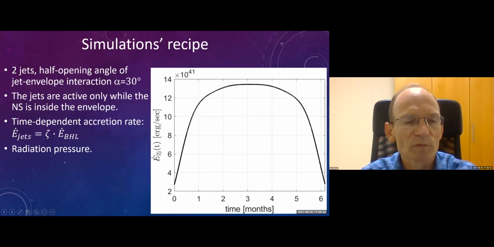As Shlomi said before, we set zeta to be the ratio of the power of the two jets to the maximum Bondi-Hoyle-Littleton power, here at periastron. We do take radiation pressure into account. Otherwise, we will get non-physical temperatures higher than 1,000,000 degrees and things like that.